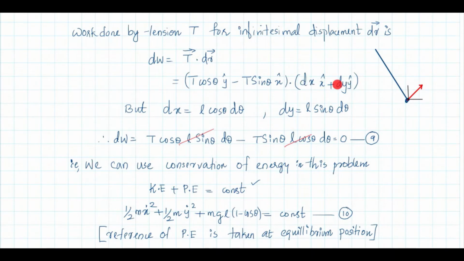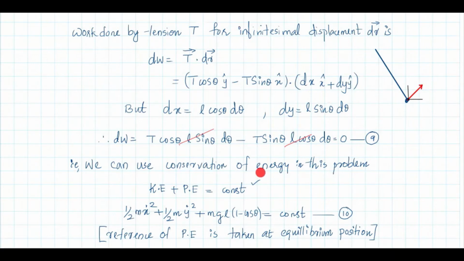Substitute for this dx and dy and take the dot product. You will get dw equal to t cos theta into dx, which is l cos theta d theta. So t cos theta, this is y cap; y cap dot y cap is 1, y cap dot x cap is 0, x cap dot x cap is 1, x cap dot y cap is 0. So two terms will vanish and the remaining two terms are t cos theta l sin theta d theta and t sin theta l cos theta d theta, but one is positive and the other is negative, so you will get 0. Work done by the constraint force, or work done by the tension, is 0 for this motion of the bob.